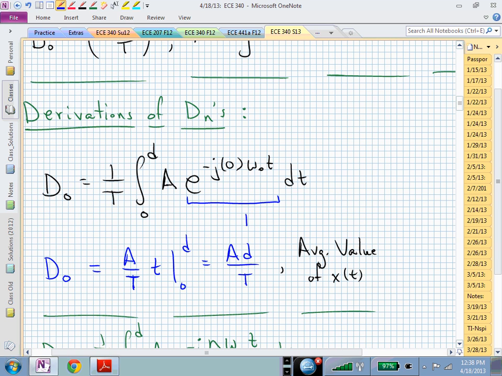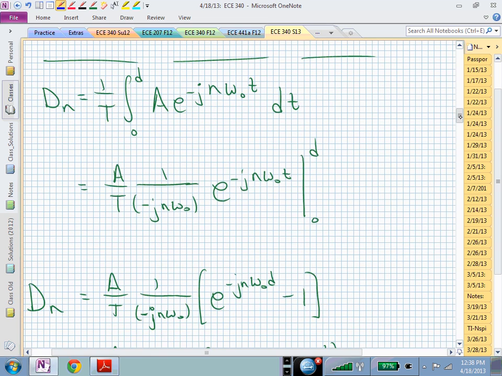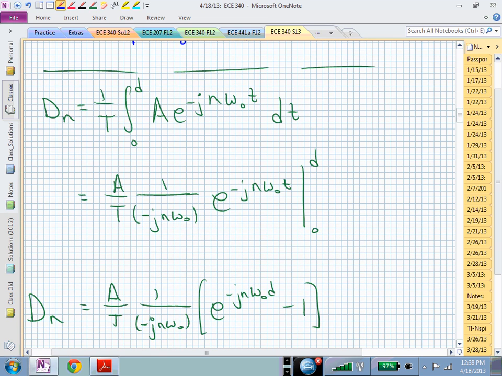Here's the average value. That was the AD over T. That one's pretty straightforward. But this derivation is, I think, helpful in figuring out where some of these formulas or relationships come from. Where did that sine x over x behavior come from? Here is capital D sub n for n not equal to 0. By definition, that's just x of t weighted by this complex exponential divided by the time, and we're integrating over one period. In this case, our one period that has any non-zero content is only between 0 and a little d.